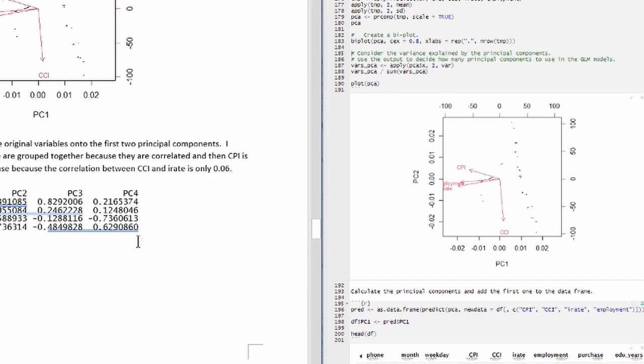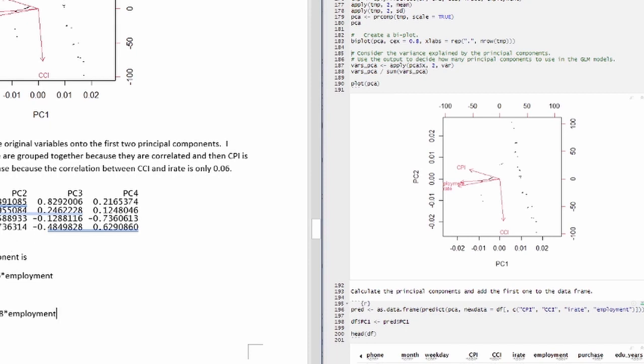So to interpret the principal components, I look at the loadings. So the recipe for the first principal component is, and then I take minus 0.47 times CPI plus 0.06 times CCI minus 0.64 times I rate minus 0.6 times employment. The recipe for the second is 0.21 times CPI minus 0.96 times CCI minus 0.17 times I rate and minus 0.08 times employment.